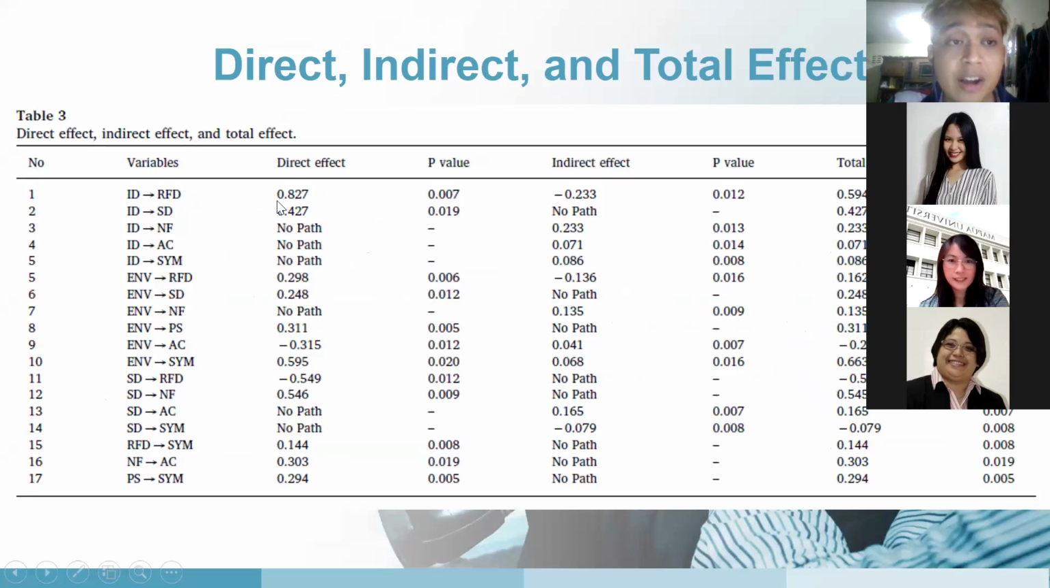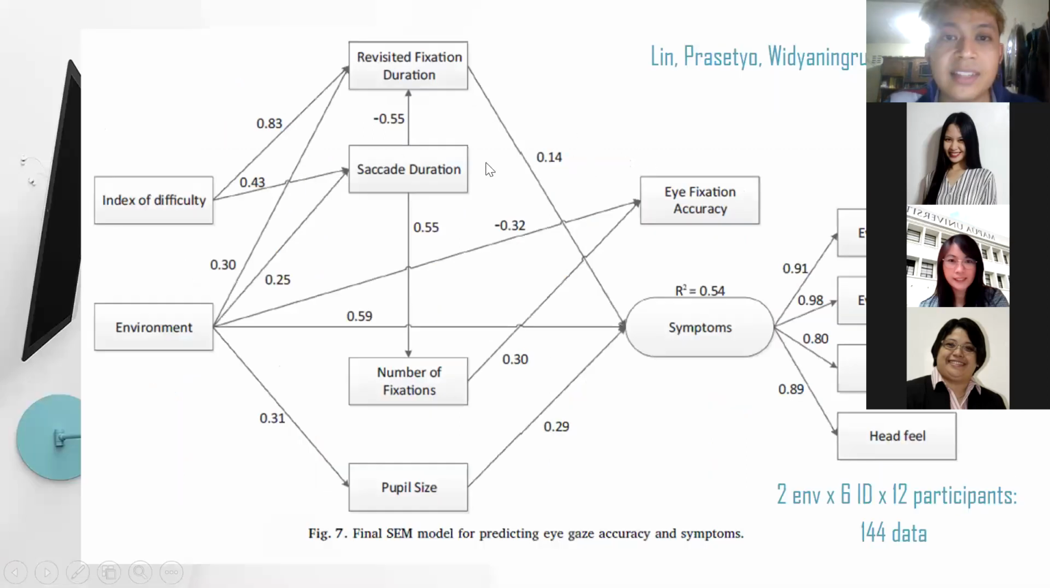In SEM, we can have the direct, indirect, and total effect. But not always is it direct effect plus indirect effect. For instance, this one is plus, and this is minus. Later on, the total effect will be a little bit lower. So later on, we can see the direct effect and the indirect effect. For instance, from this one to the symptoms, let's say there is no direct effect, but we can see there is a connection.